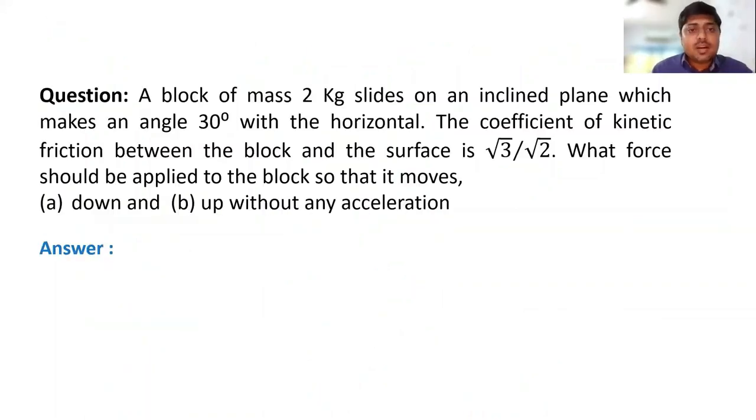Our next problem is: a block of mass 2 kg slides on an inclined plane, which makes an angle of 30 degrees with the horizontal. The coefficient of kinetic friction between the block and the surface is square root 3 by square root 2. What force should be applied to the block so that it moves A, down and B, up without any acceleration? So first let's solve the case of moving it towards the downside. That is our part A.